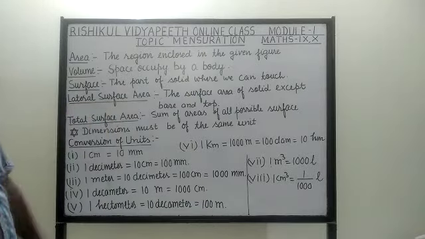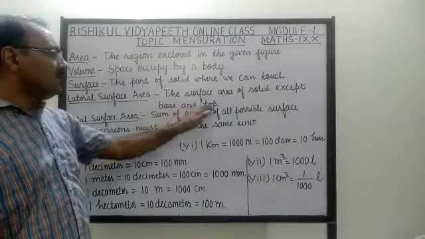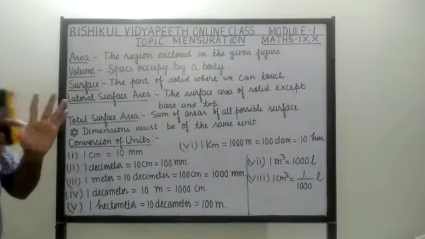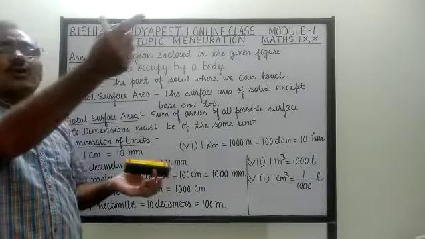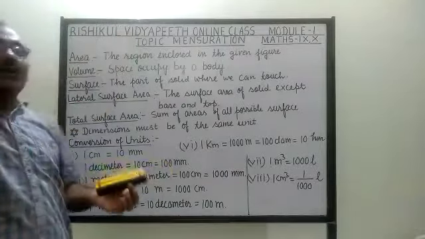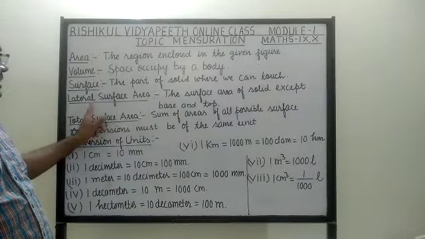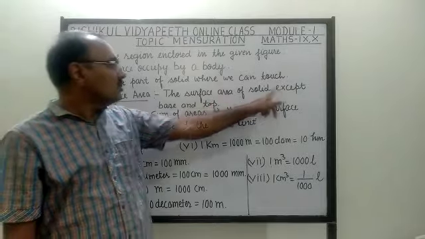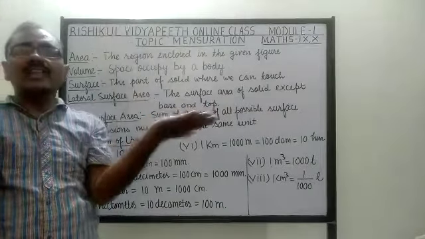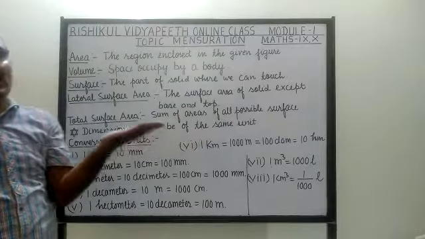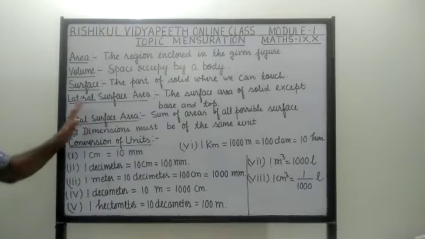Lateral surface area: the surface area of the solid except base and top. For example, this room. Sir, this room has how many faces? 6 faces. 4 walls, 1, 2, 3, 4, 1 base and 1 top. And here the definition is lateral surface area, the surface area of the solid except base and top. Except base means floor and top. What is left? Sir, 4 walls. So area of the 4 walls is called lateral surface area of this room.